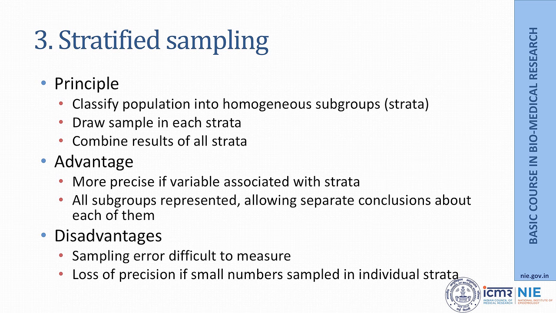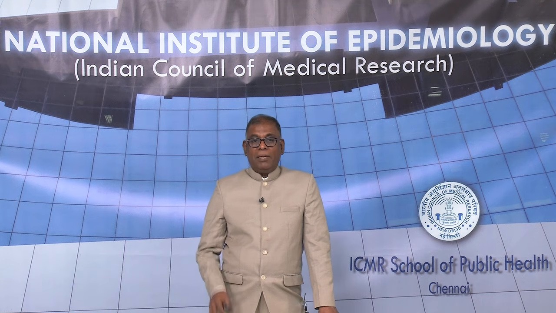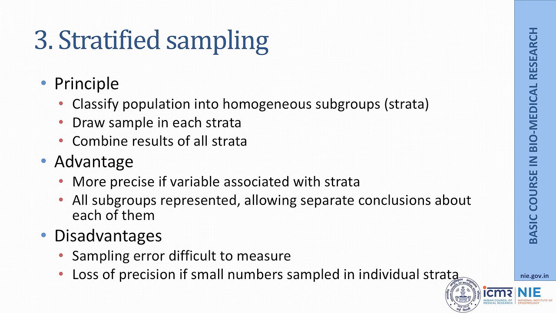Suppose a natural strata could be male and female. So, you have an estimate for male, and you have an estimate for female, and you can have an estimate for combined male and female for the whole population. But the disadvantage is that sampling error is difficult to measure, and there could be loss of precision if you have a lot of strata, and for each stratum you have small numbers in it.